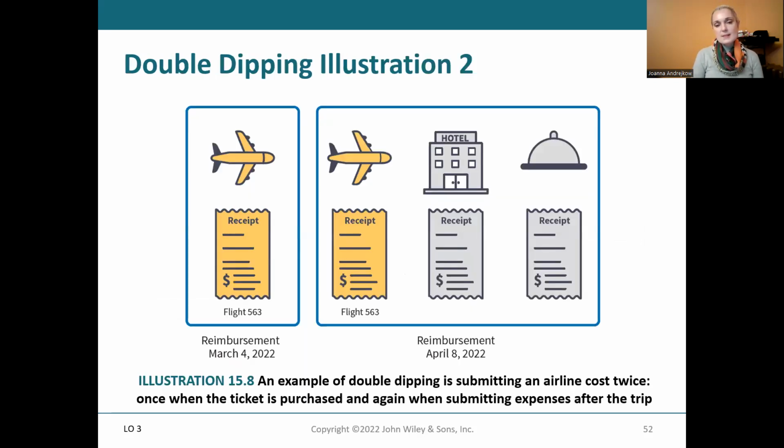So here is an example of double dipping involving a flight. A person's going on a trip on April 8th. They submit their reimbursement expense prior to the trip. And then once they come back home, they might submit an expense reimbursement for the same flight.